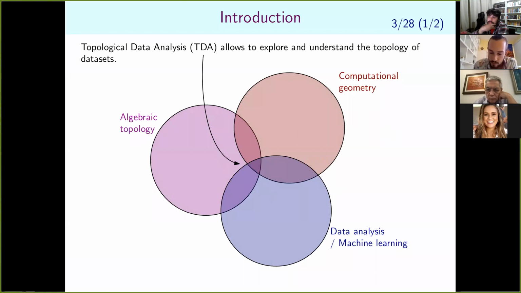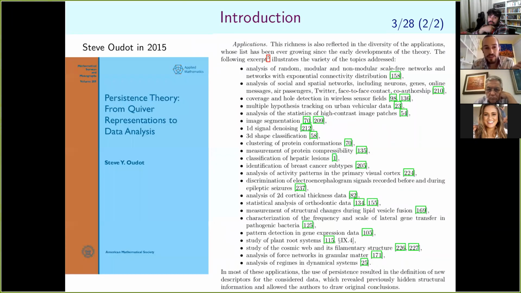And to convince you more of that, this is the introduction of a book of Steve Oudot, a very nice book about topological data analysis. And he lists at that time the several fields where topological data analysis has been applied. You can see a lot of different fields: image analysis, medicine, biology, chemistry. So it's really an exciting field, and people are still looking for subjects to apply the theory in.